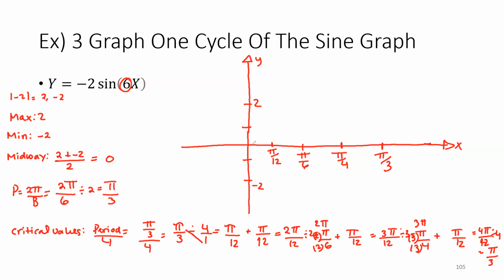Now let's plug in, and because of this -2, that means there is a reflection. So let's just plug in 2 points and then we'll go from there. So let's plug in the x value 0. So right here, that is -2 sin of 6 times 0. So that is the sin of 0. Where's my -2? So the sin of 0 is 0. Okay. And then let's plug in the x value, pi over 12.